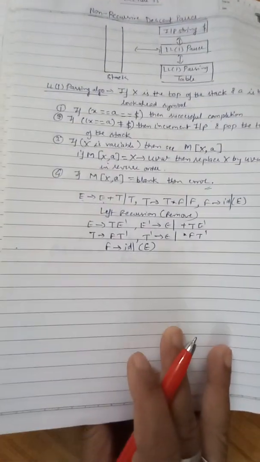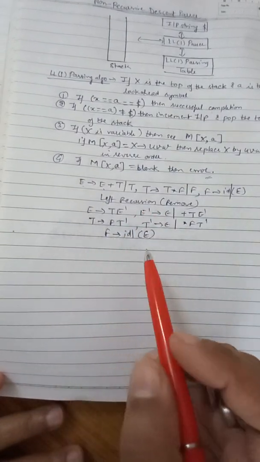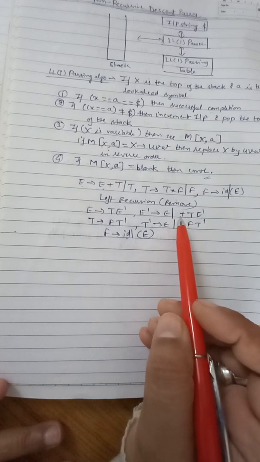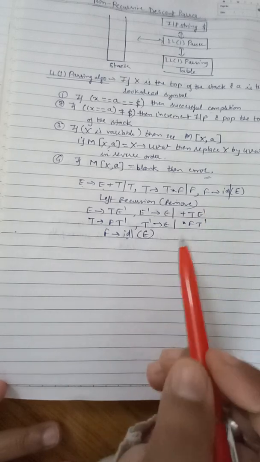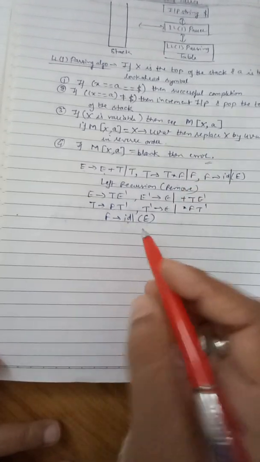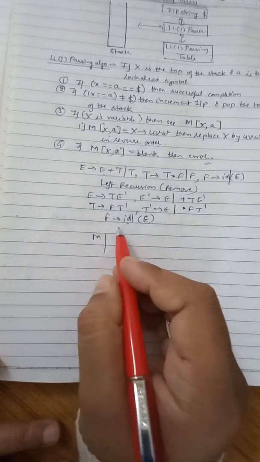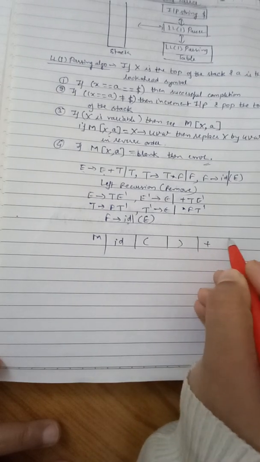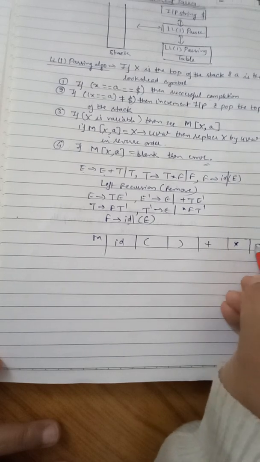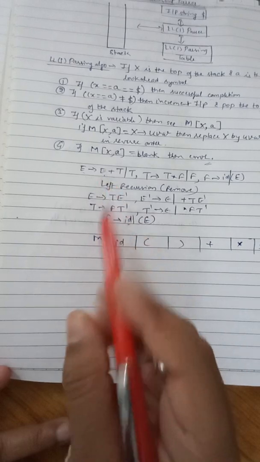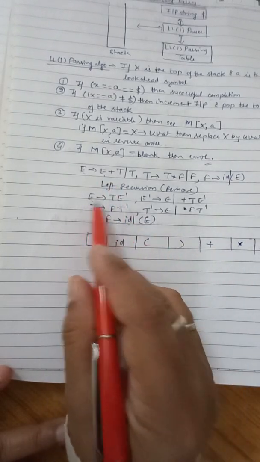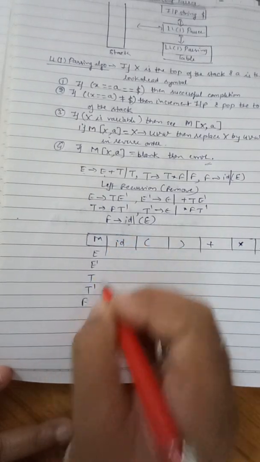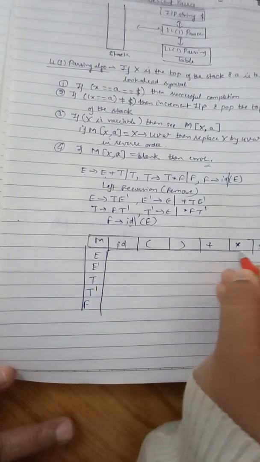I'll show you how we can make the table for this. How many terminals do we have? id, starting bracket, closing bracket, plus and star, and dollar is a special symbol which represents the end of the string. So we have id, starting bracket, closing bracket, plus, multiplication star, and dollar. These are the terminals of the table. And the variables we have are E, E dash, T, T dash, and F. These are the variables of the table.